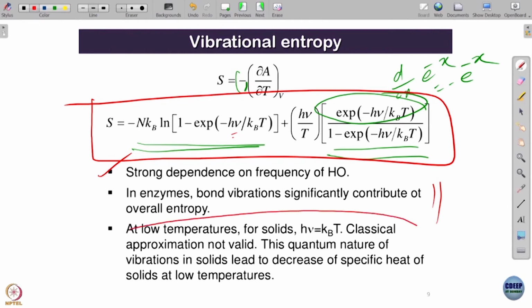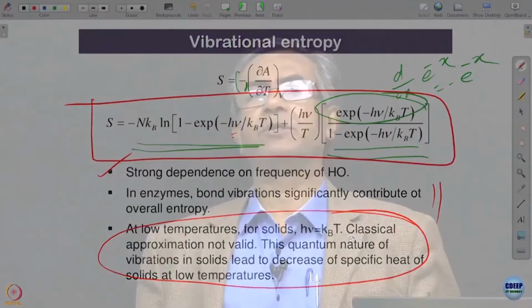Before I do that, let me consider the following thing: what happens when nu is small? There are some cases when nu can be small, like in iodine. In iodine, the vibration is about 500 centimeter inverse. There are some vibrations which are even smaller, intermolecular vibrations, they can be of the order of 100 centimeter inverse or even less. Some are collective vibrations, and I'll now explain what a collective vibration is.